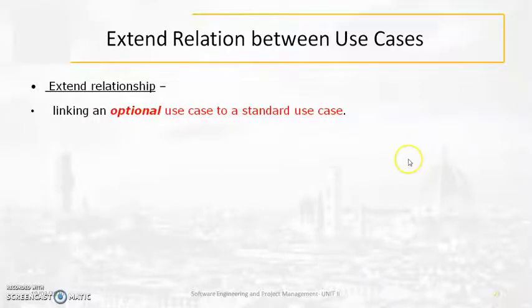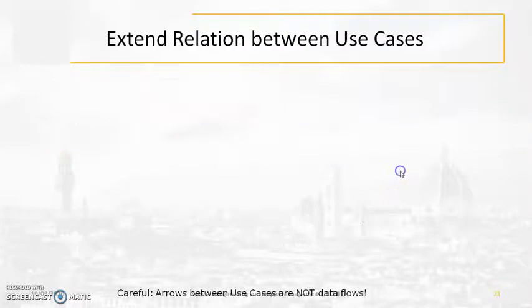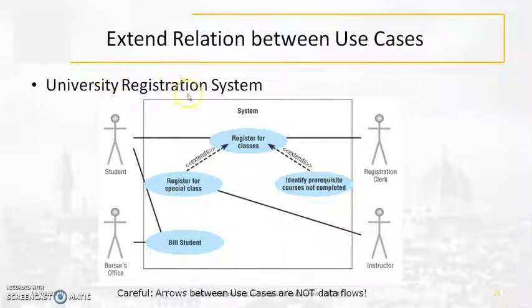Then extend is a type of relationship linking the optional use case and the standard use case. Example: registering for a course. Registering for a special course is an extend type of relationship. This has a loose coupling between them. In a university registration system, registering for the classes is the standard one, and registering for the special class is optional. So this is called an extend association of two use cases.